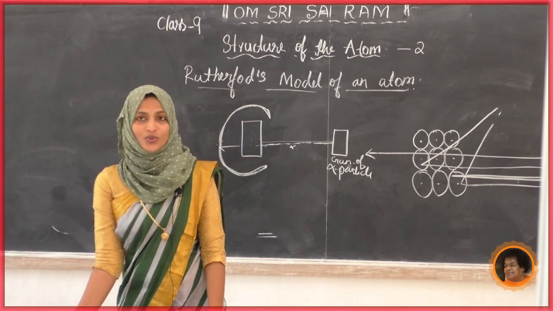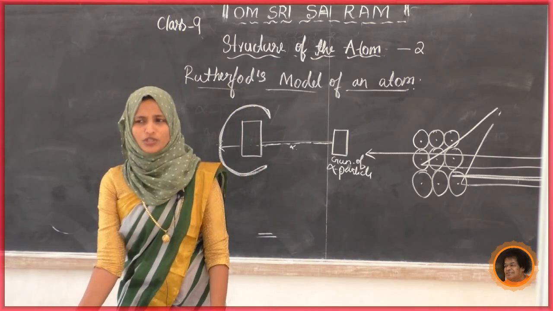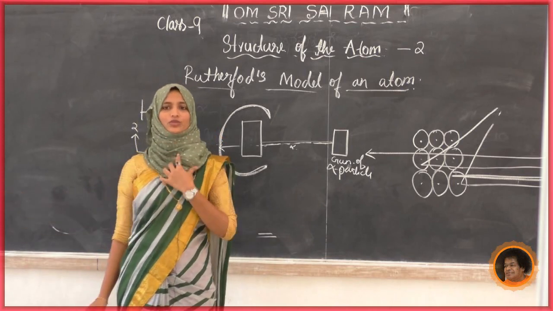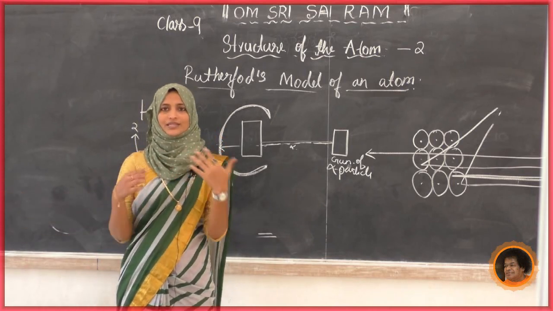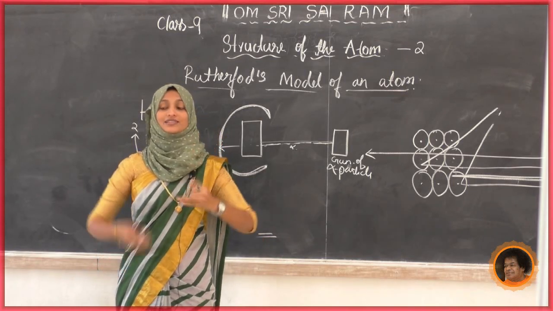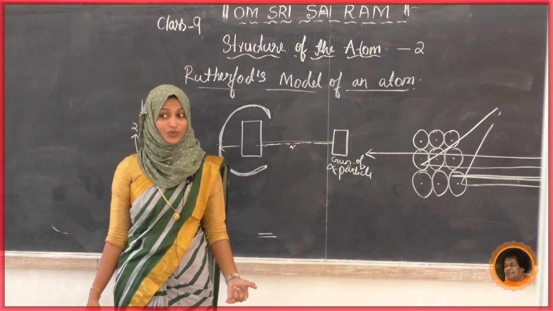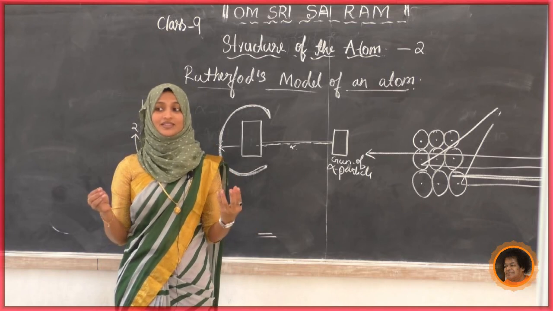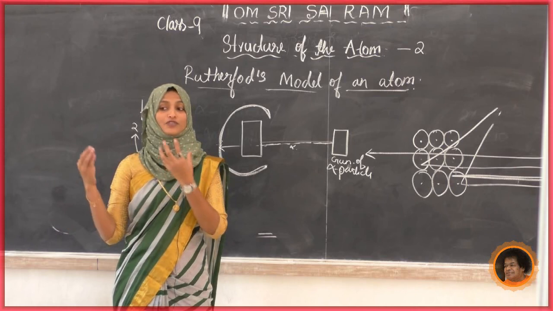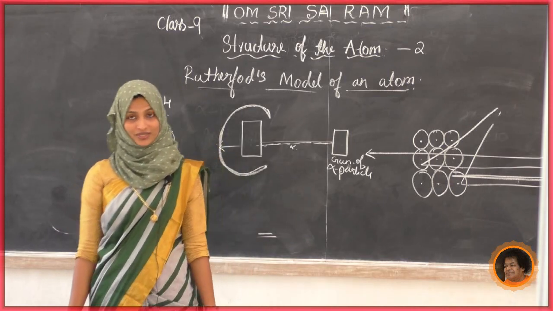Okay? Now, what are the three observations he got? Most of the fast moving alpha particles pass straight through the gold foil. Second, some alpha particles are deflected by the foil by a small angle. Third, surprisingly, some are rebounding. Almost surprisingly, 1 out of every 12,000 particles appears to be rebounded.